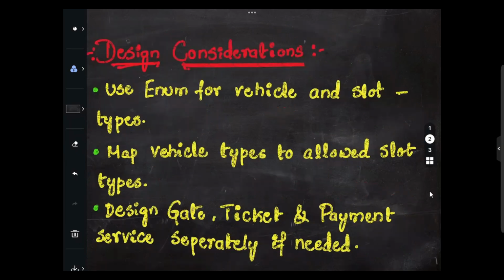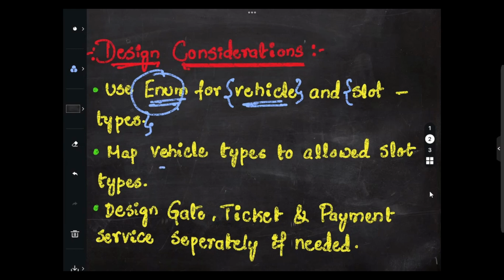Next, let's quickly discuss the design considerations here, right? Before writing the code, let's discuss these things. So we will be making use of the enum. Why will we be making use of the enum? For the vehicle and slot types. For vehicle and slot types, we will be making use of the enum. This will be handy, right?